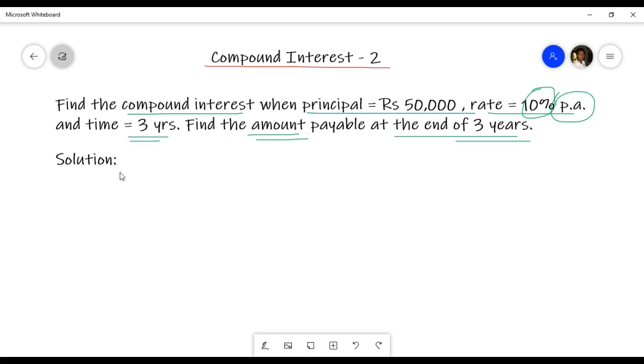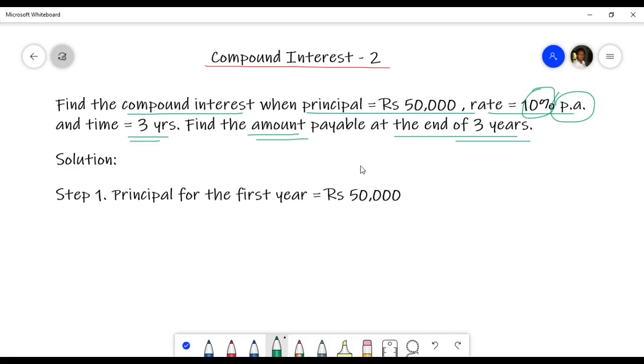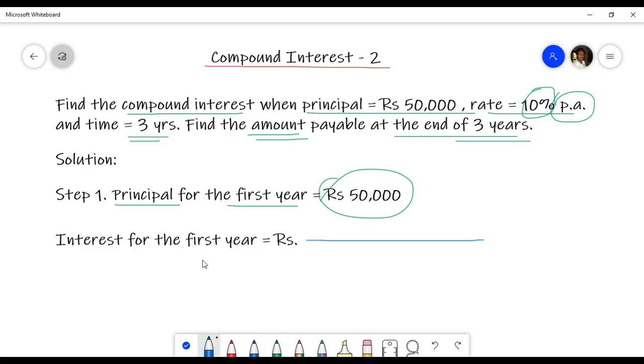So we have to find these two things, the compound interest and the amount. Let's see how we can solve it. The first step is we'll find the interest for the first year. The question says that the time is for 3 years. So principal for the first year, as given in the question, is rupees 50,000. We'll be calculating interest for the first year.